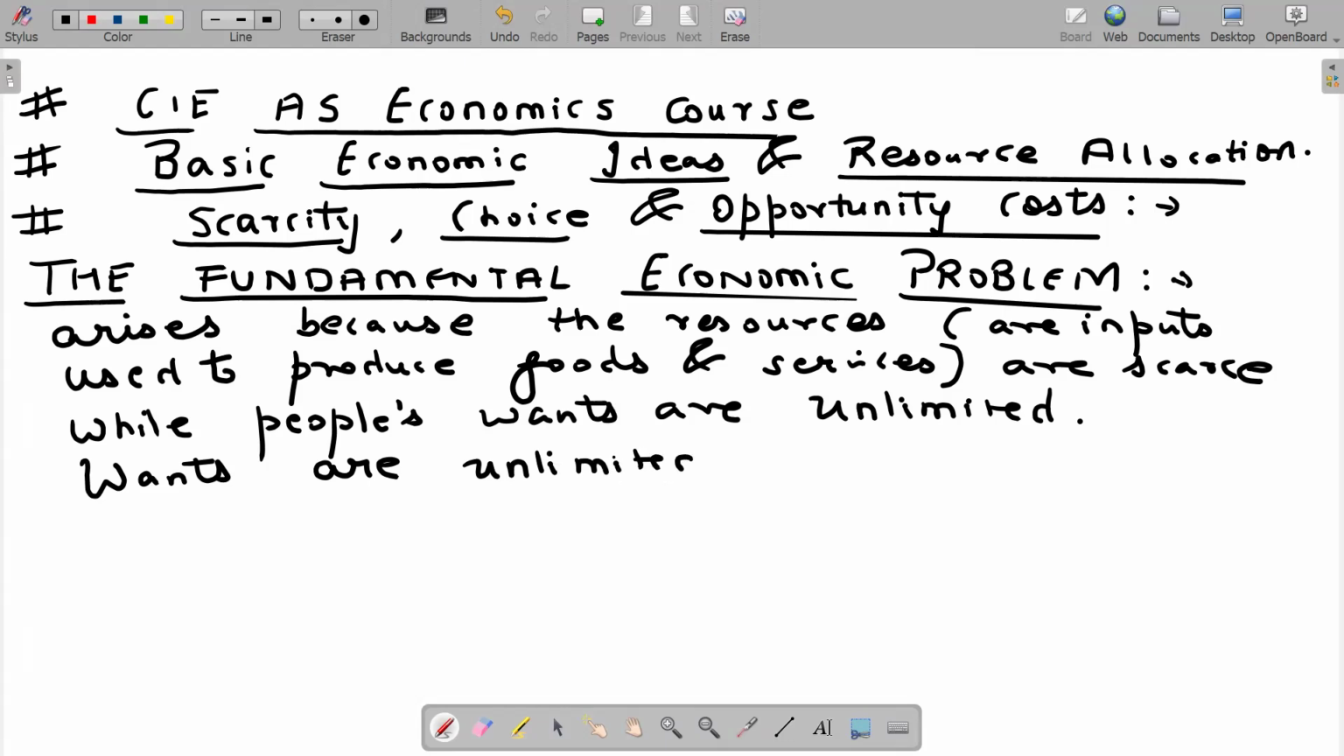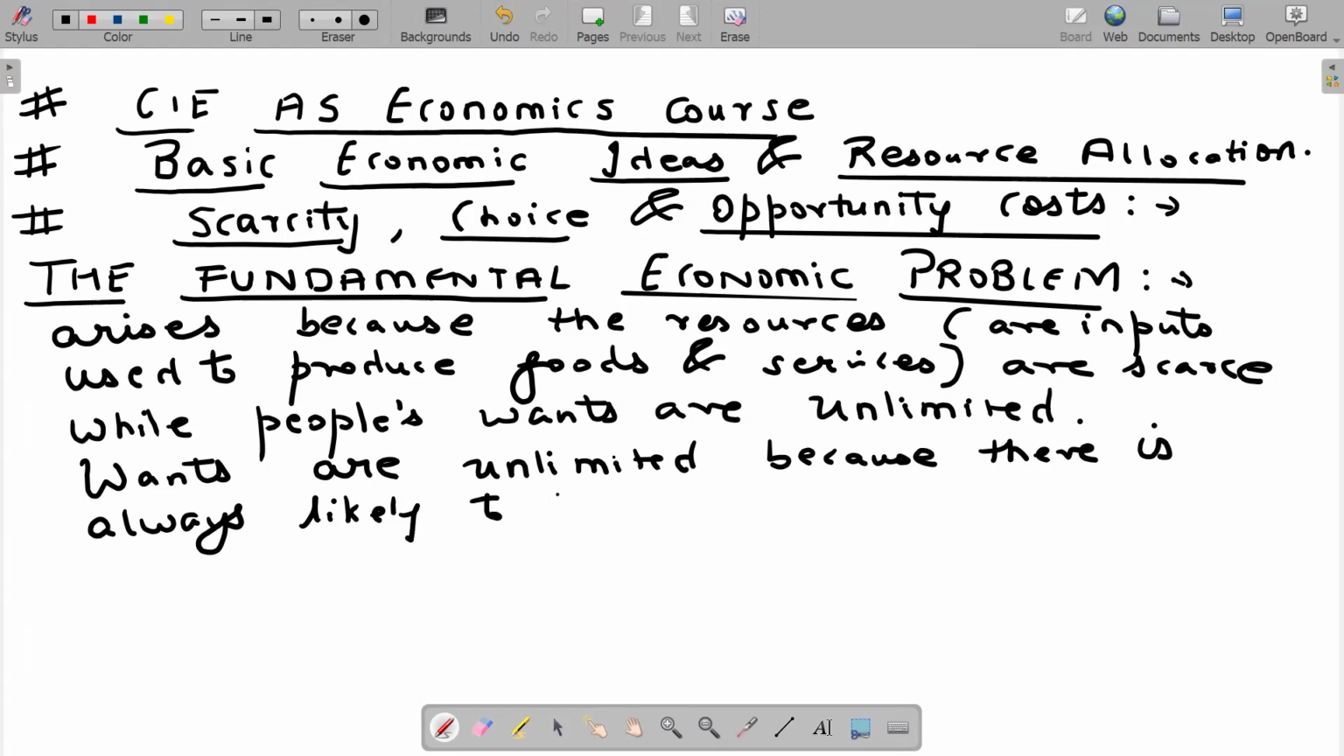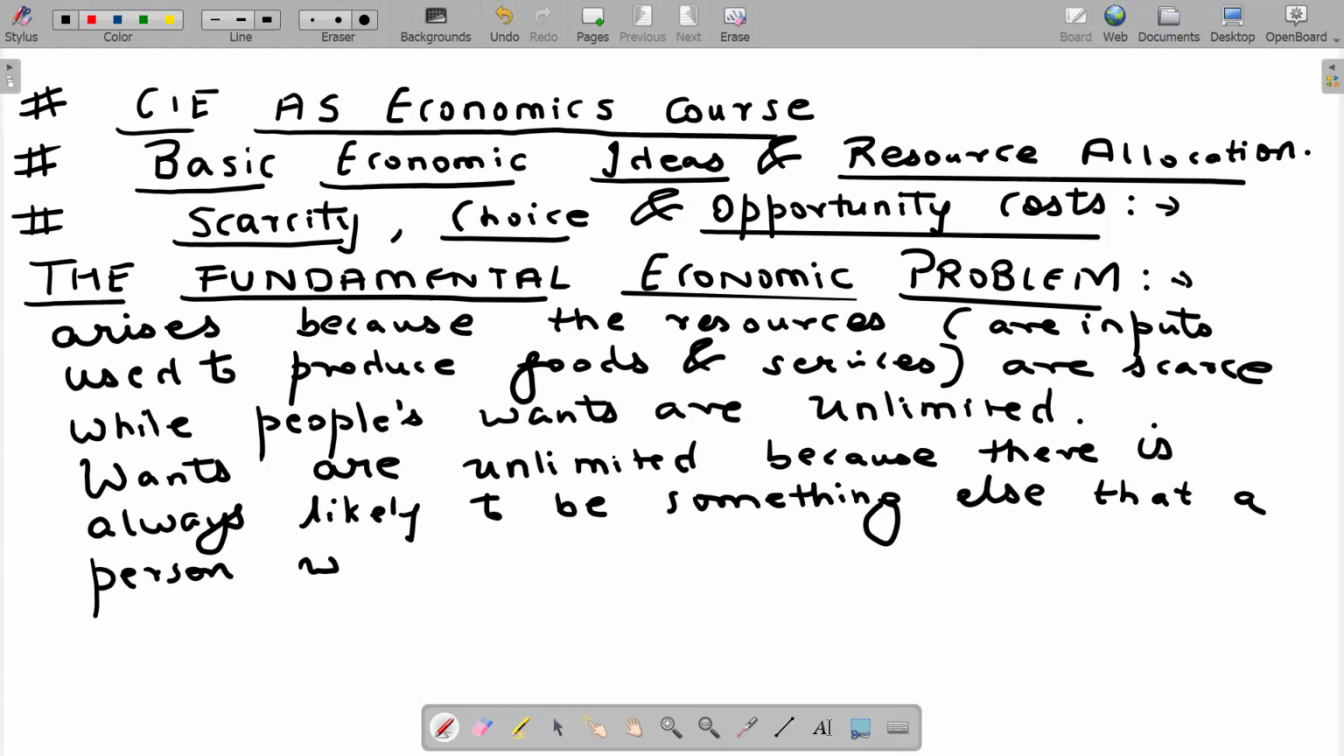Wants are unlimited because there is always likely to be something else that a person wants, whatever their income.